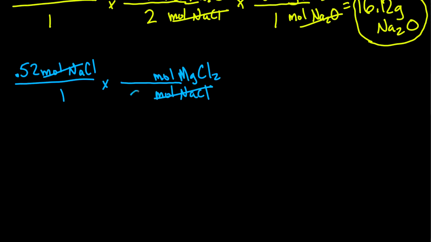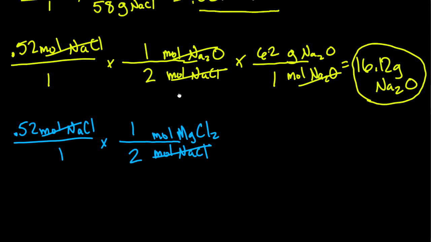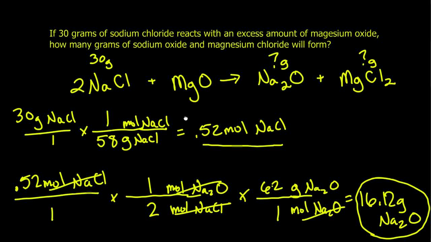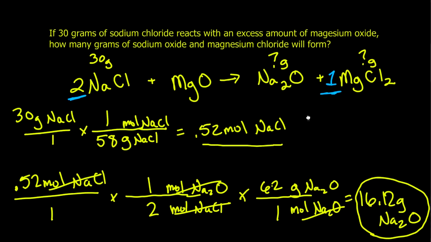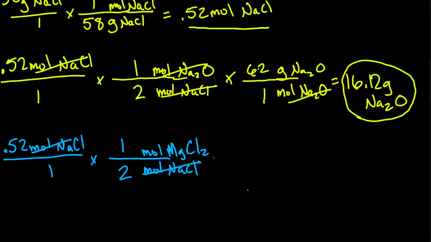So we're going to have 2 sodium chlorides for every 1 magnesium chloride. And again, that comes from the balanced equation. So 2 sodium chlorides for every 1 magnesium chloride. Alright, now that we got that, we can continue on with our mole to mass conversion.